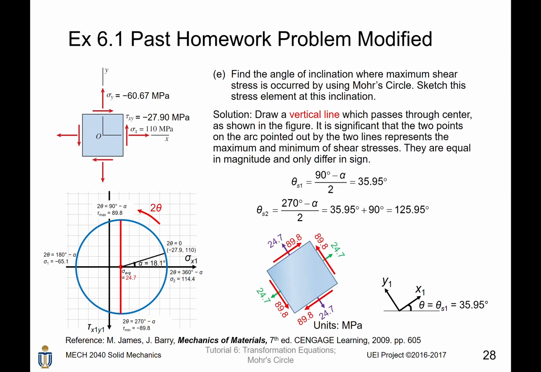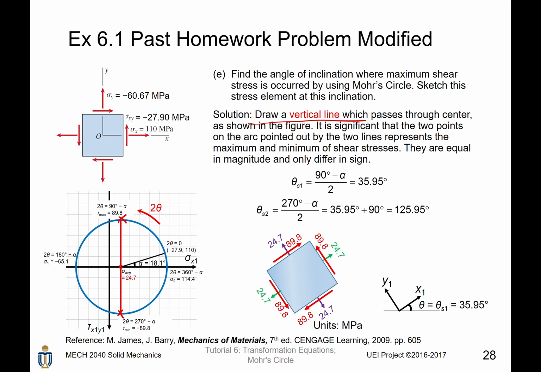How about the angle of inclination where the maximum shear stress occurs? Let's try by using the Mohr circle. For the maximum shear stress, observe that this Mohr circle is symmetrical about the sigma x1 axis. To do this, we draw a vertical line which passes through the center of the Mohr circle. It is significant that those 2 points represent the maximum and the minimum shear stresses, but actually the shear stresses are just equal in magnitude. So on this vertical line, you can obtain the maximum shear stress.